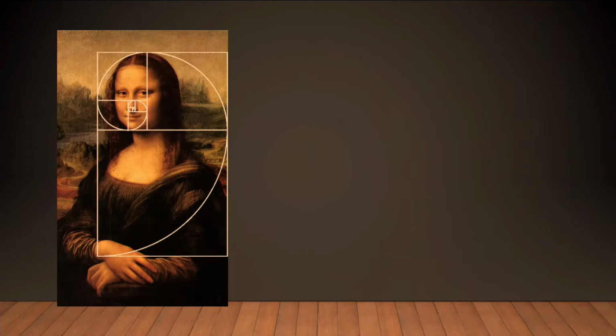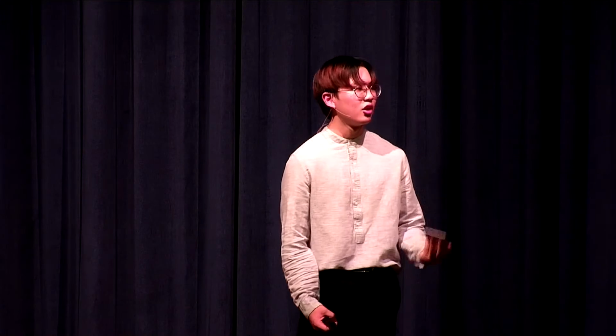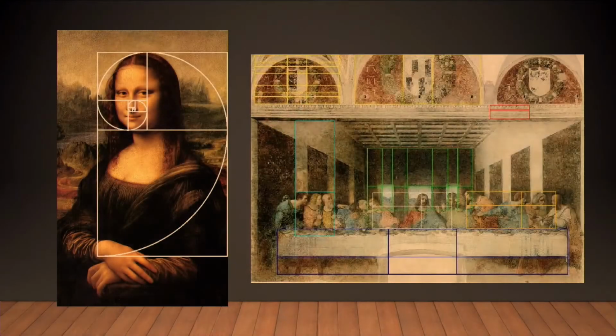If you look into famous artworks like the Mona Lisa, you can see the proportion of the eye, the nose, the face, and the body equaling the golden ratio. Also, in the Last Supper, you can see the tables, the windows, the walls, the disciples, and even the location of Jesus equaling the golden ratio. The effect does not stop there. It even influences how we think today.